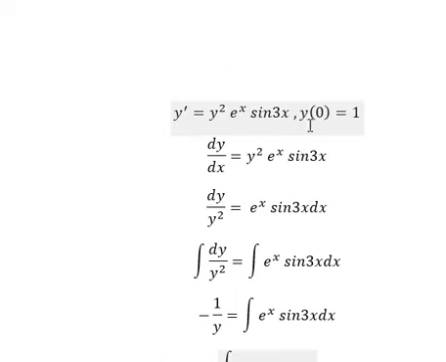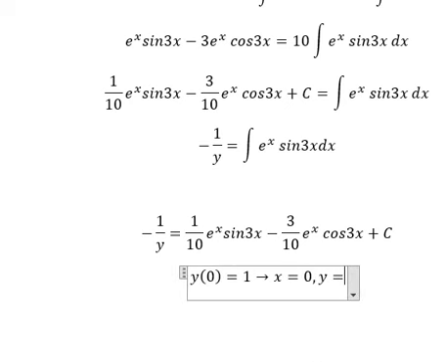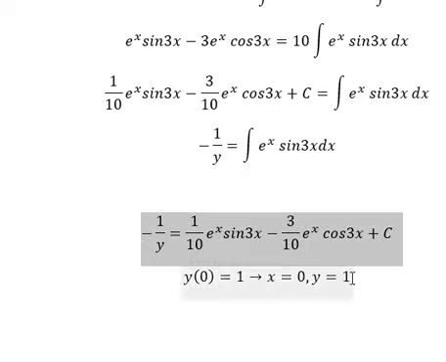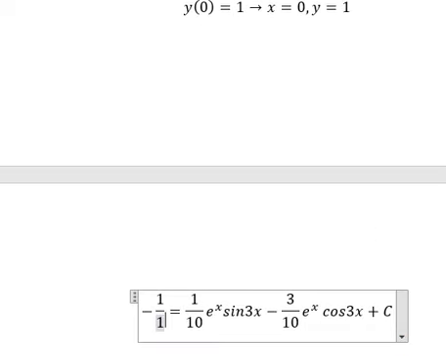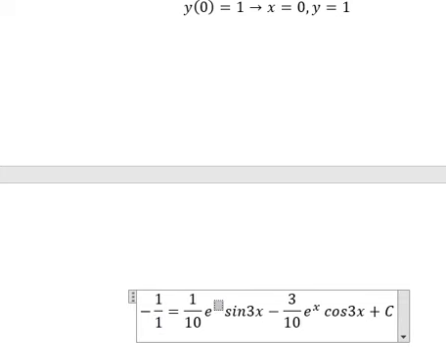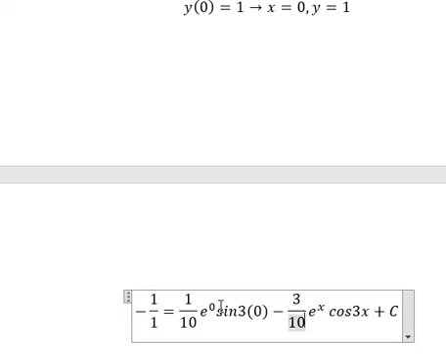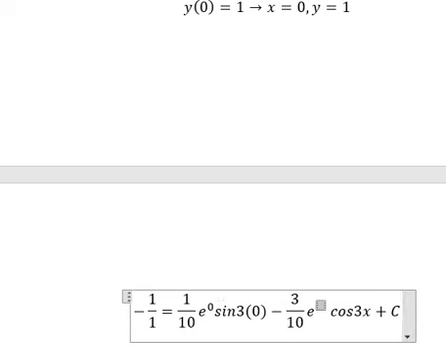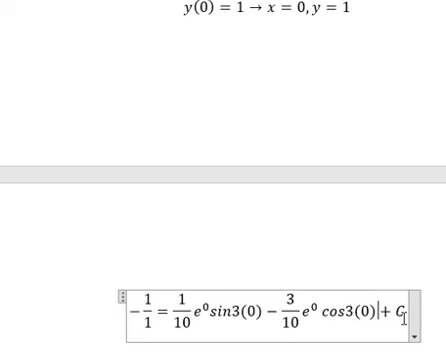Now we have the condition. That means when s equals 0, y equals 1. So we put 1 here, 0 here, and here, and here, and here. So we can find the value of c.